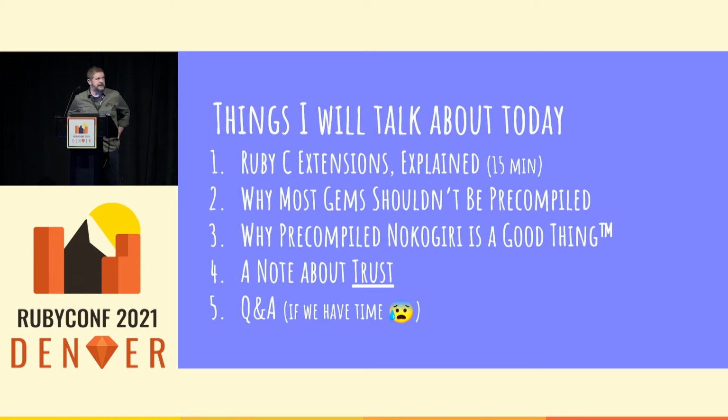So the things I will talk about today. The first half is going to be about Ruby C extensions. Then I'm going to spend some time talking about why you shouldn't do this. And then I'll talk about why it was a great thing that I did this. I'm going to talk to you a little bit about trust and security. I'm going to try to scare you a little bit. Ooh. And if we have time, we'll do a Q&A, but I got a lot of slides, so that might not happen. And I apologize in advance.